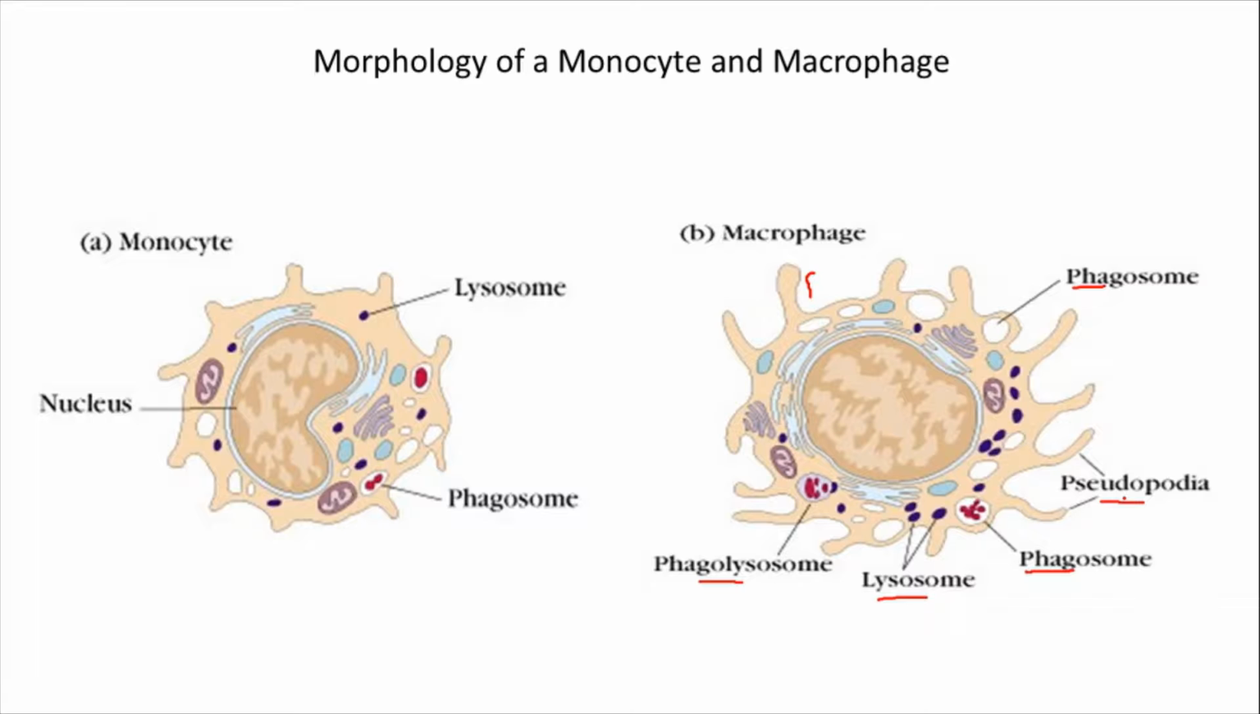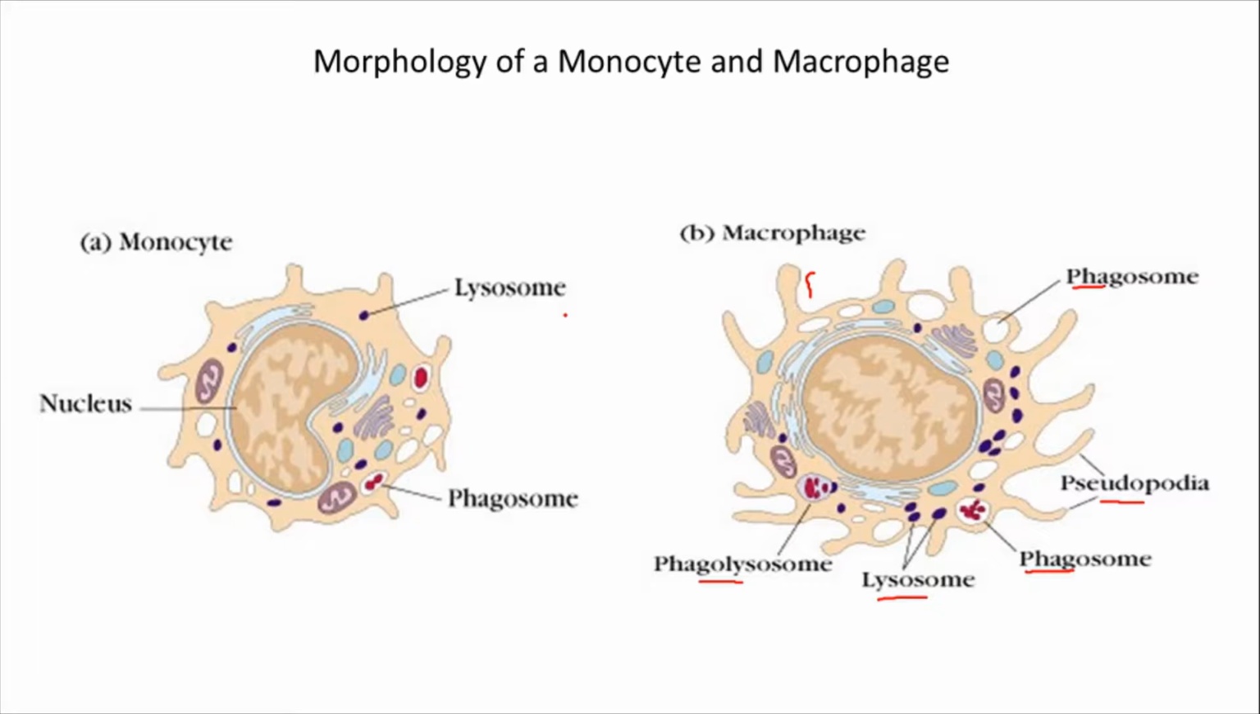One more function is that the pseudopodia is involved in the migration of macrophages from the invading tissue into the antigen encountering area. So the pseudopodia is involved in two important functions. One is engulfing, the second one is migration or movement. Okay, so this is the basic difference between monocyte and macrophages.